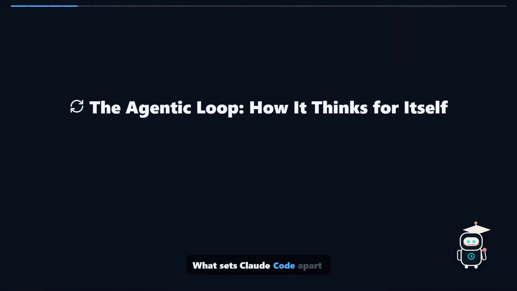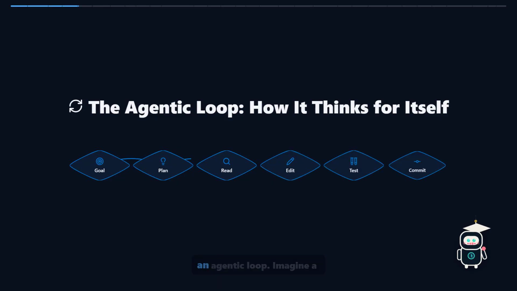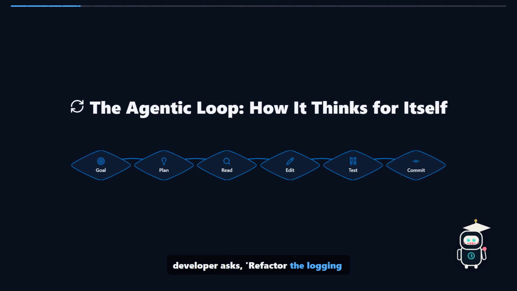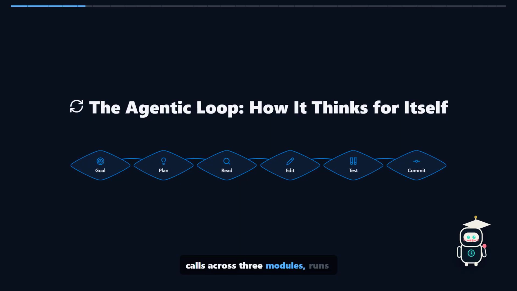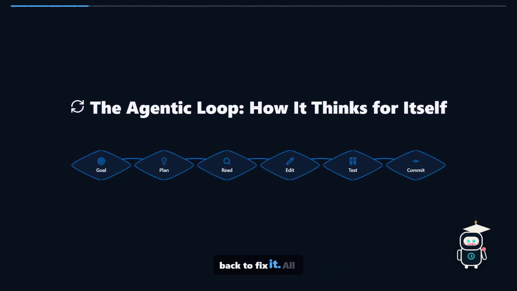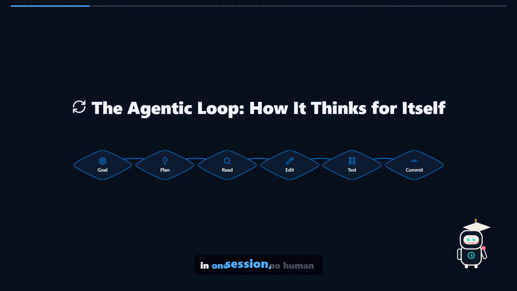What sets Claude Code apart is this. It runs on an agentic loop. Imagine a developer asks, refactor the logging module to use structured JSON. Claude Code receives the goal, plans the steps, reads every relevant file, edits the logging calls across 3 modules, runs the test suite, checks the results, and, if a test fails, loops back to fix it. All in one session, no human hand-holding. It's autonomy, not autocomplete.